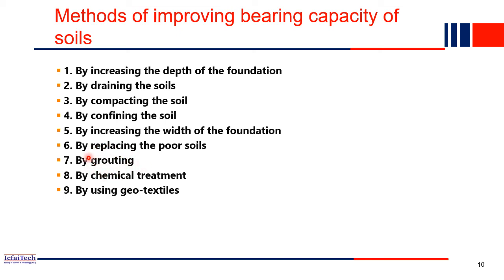By grouting, grouting is one type of material which you can inject into the ground to improve the bearing capacity. By chemical treatment, you add some chemicals into the ground and then compact it, stabilize it, then also it will increase the bearing capacity of a soil. Then you have by using the geotextile. So many geotextile materials are available which we install on a ground, or which we simply put on a ground to increase the bearing capacity of a soil.